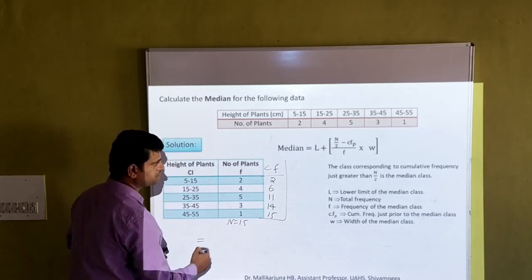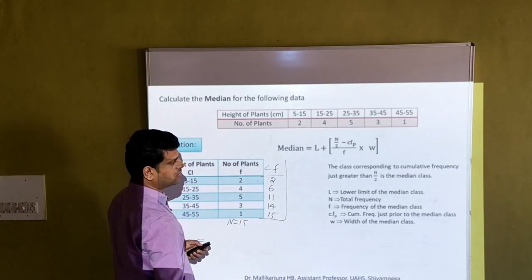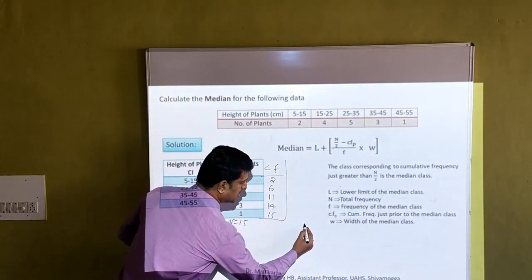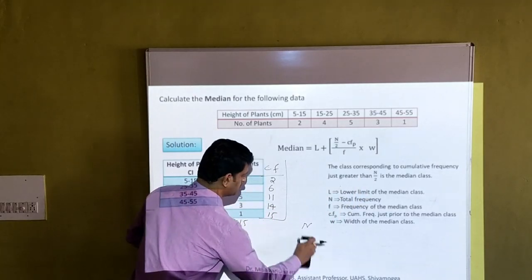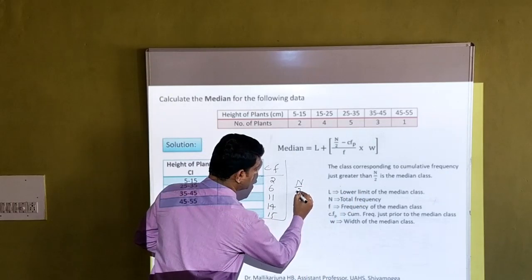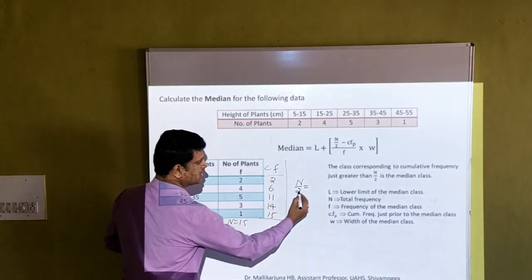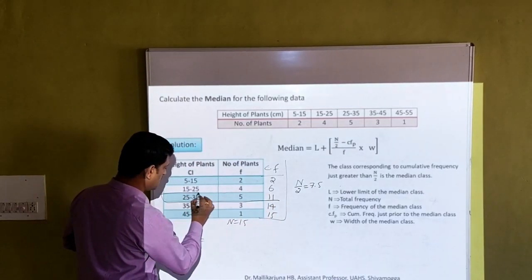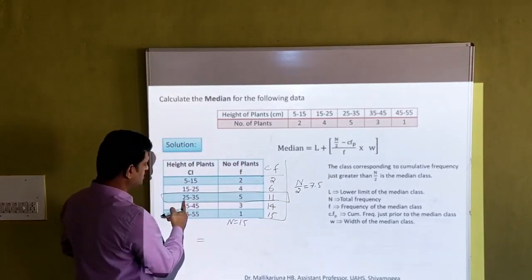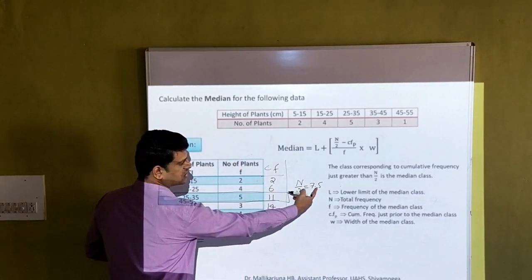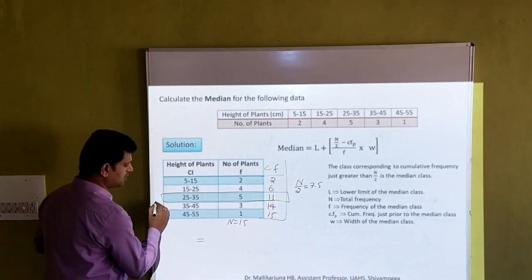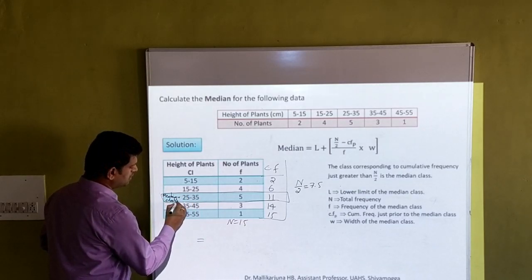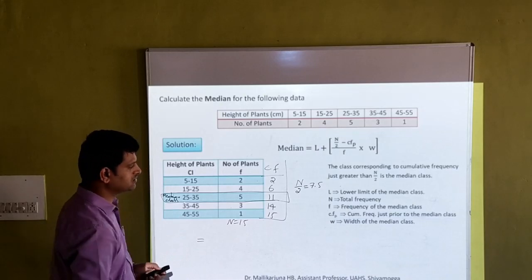Just I will take the values for these things. L is the lower limit. Before this we need the median class, the class just greater than N by 2. Capital N is 15, so N by 2 is 7.5. We need the cumulative frequency just greater than 7.5. Already we calculated the previous values. So the class which corresponds to the cumulative frequency just greater than 7.5 is this one, 25 to 35. It is the median class.